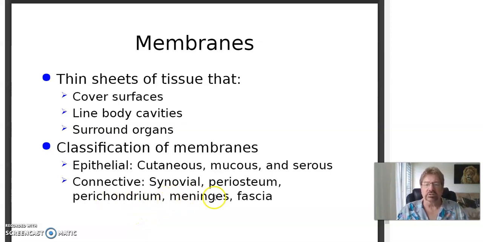Meninges. You probably heard of meningitis. It's an infection of the meninges. The meninges are the three membranes that surround the brain and the spinal cord. Very important. And then fascia.